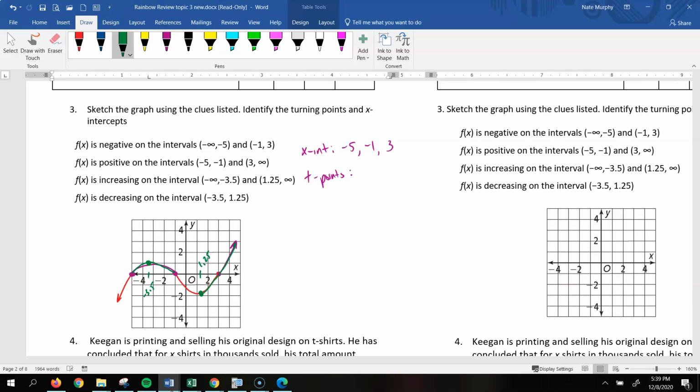So there's not going to be any turning points in between, because it's decreasing from negative 3.5 to 1.25, so between those two points that we just identified, it's decreasing, which makes sense. So the turning points would be at where x equals negative 3.5 and where x equals a positive 1.25. So that's how you do that one.